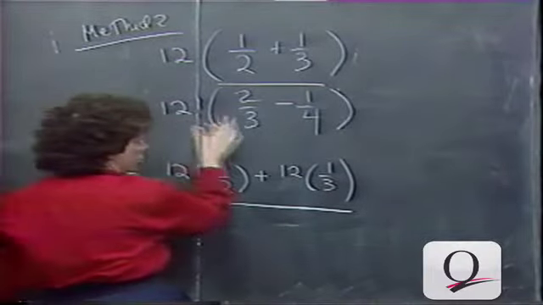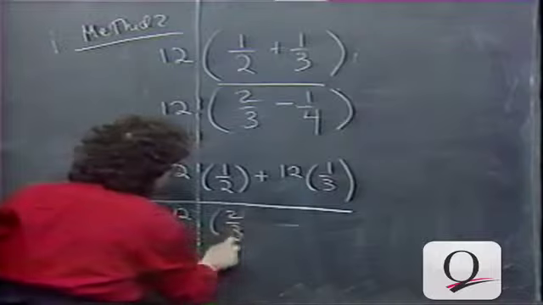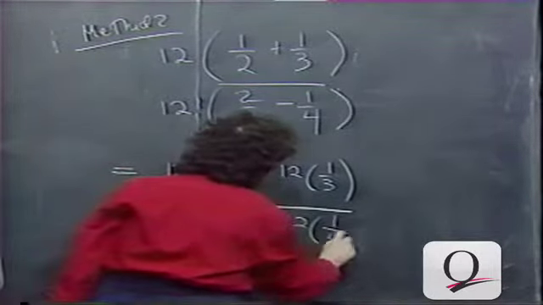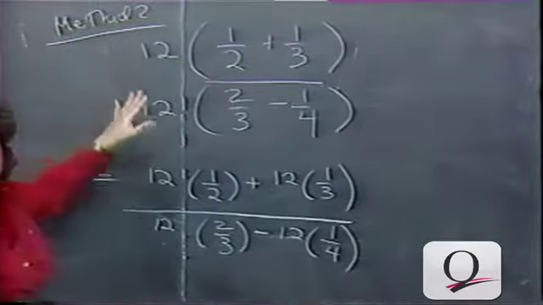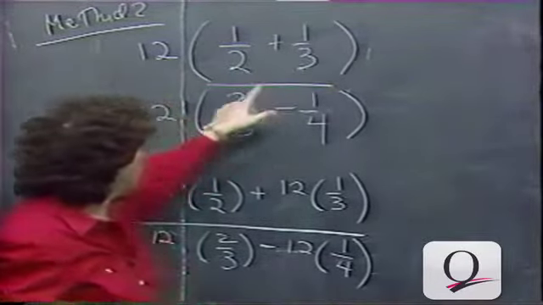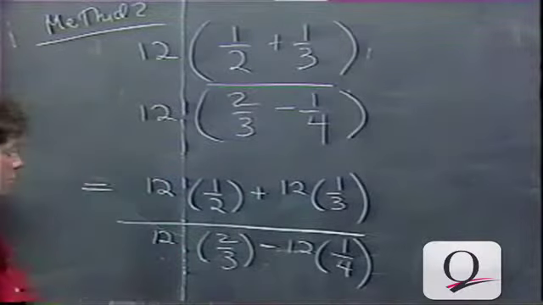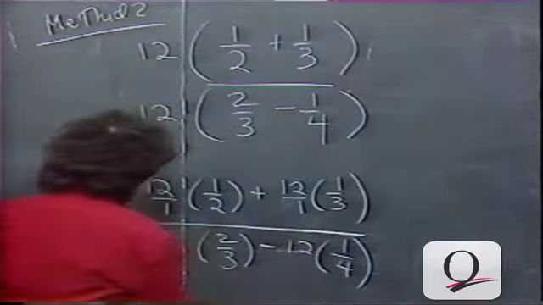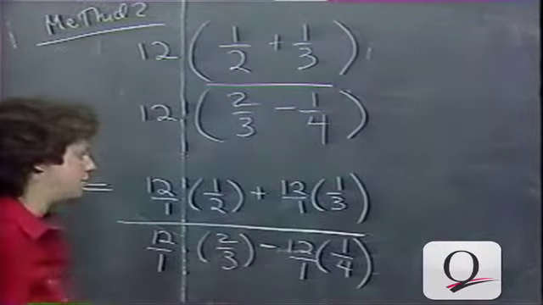Now, once again, distribute the 12 through the parentheses. 12 times 2/3 minus 12 times 1/4. So everything gets multiplied by 12. 12 times 1/2 plus 12 times 1/3 over 12 times 2/3 minus 12 times 1/4. Remember, the 12 is really 12 over 1. So what we've done here is given ourselves some multiplications of fractions to handle.